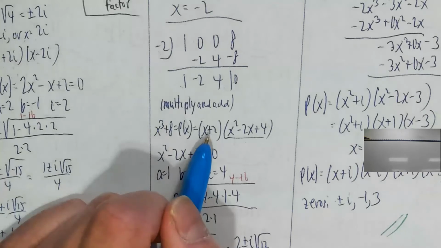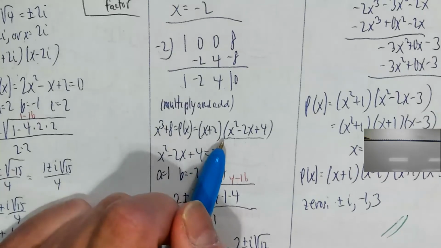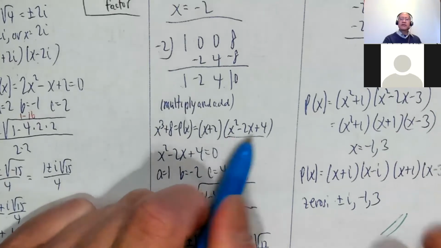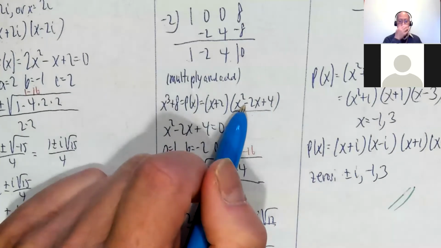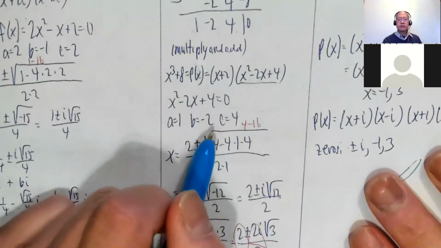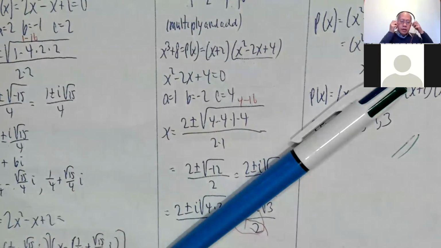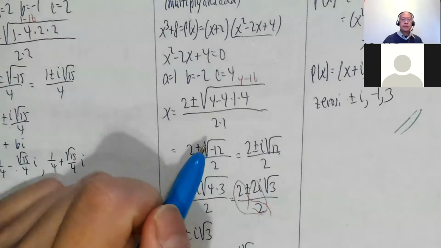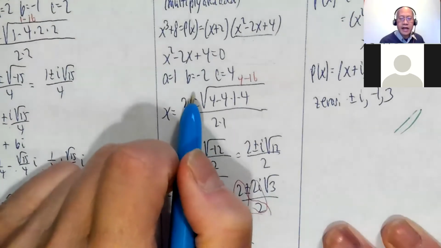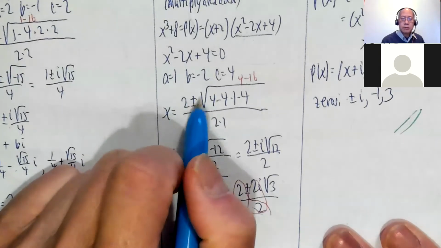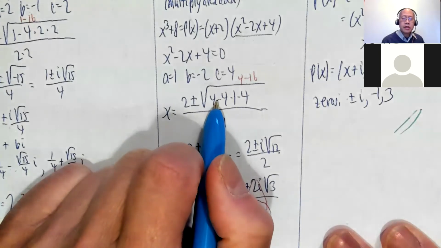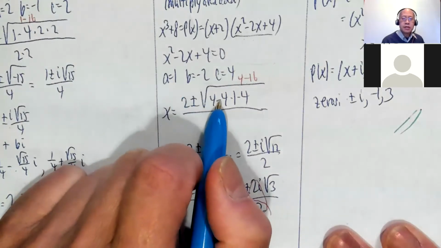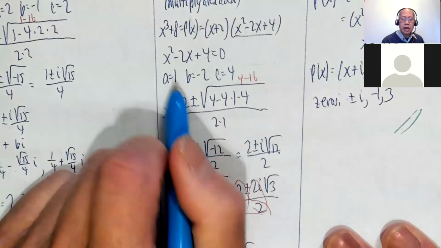So I know -2 is a zero, which means x plus 2 is a factor. And now how do I get the other factors? Well, I have this quadratic, which means I can go straight to the quadratic formula. So x squared minus 2x plus 4 equals 0. Looks like a is 1, b is -2, and c is 4. So x is equal to, by formula, -b, +2, plus or minus the square root of b squared, -2 squared is 4, minus 4 times a, which is 1, times c, which is 4, all over 2 times a, 2 times 1.